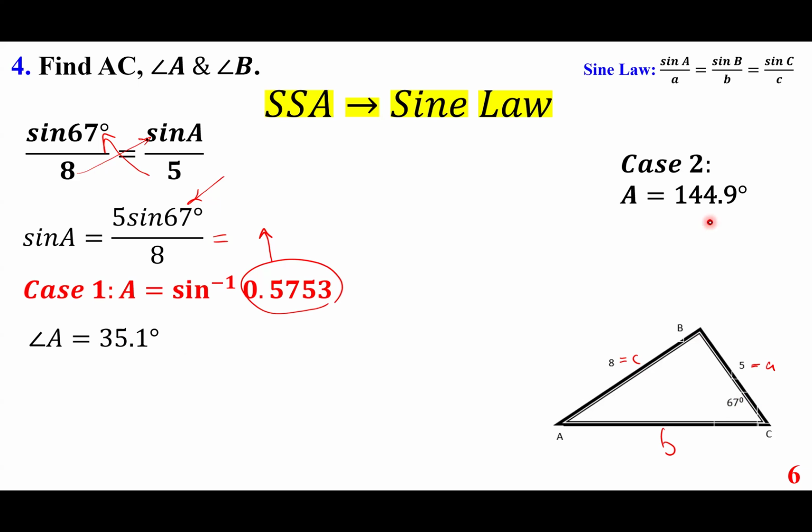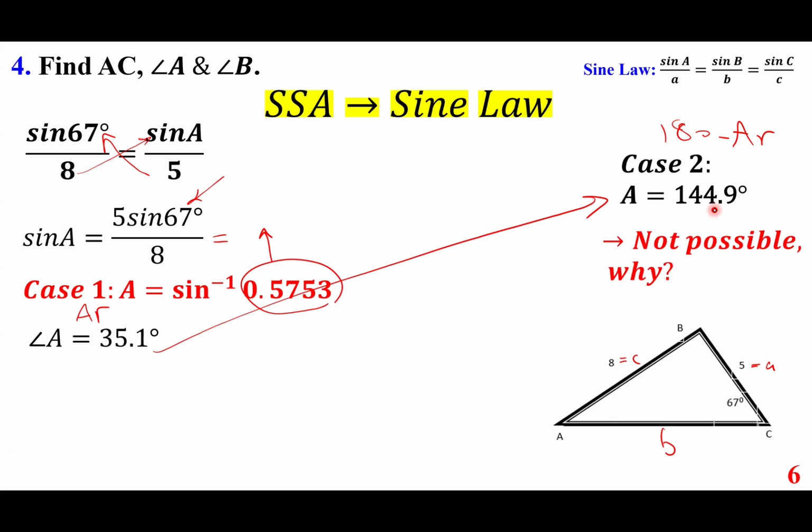Let me explain to you about sine law. It's an ambiguous case, and we will discuss it further on the next page. Why is case 2 144.9? When sine becomes 0.5753, a positive value, then sine is positive in the first and second quadrant. In the first quadrant, it is also the reference angle. In the second quadrant it would be 180 minus that reference angle. So you get 144.9. However, this is not possible. Why not?